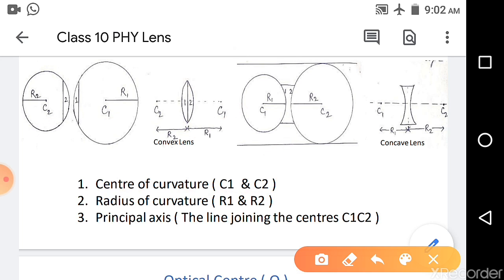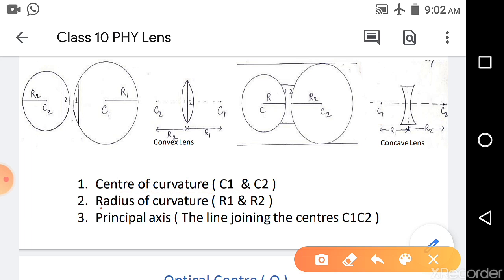Suppose that we are talking about C2, then this one is the surface. If we assume a sphere, then there will be a center, and this center is called the center of curvature. So there are two centers of curvature for a lens. Again for the concave lens we will have the same thing. This one is a part of a sphere, so for this sphere this one is the center C1, and this one is the center C2 for the second surface. So in this way we can say that we have two centers of curvature for a lens. This center of curvature is the center of the assumed sphere of the surfaces of a lens.